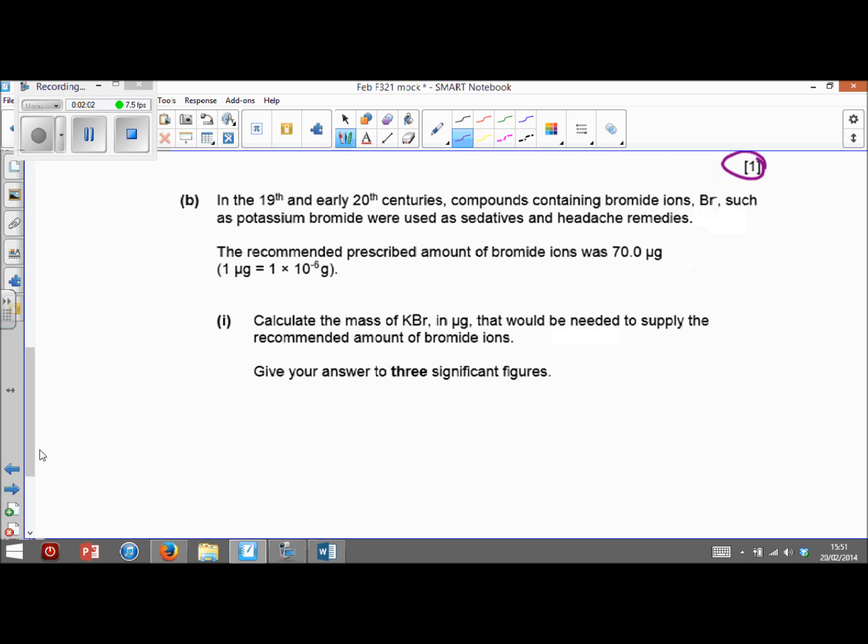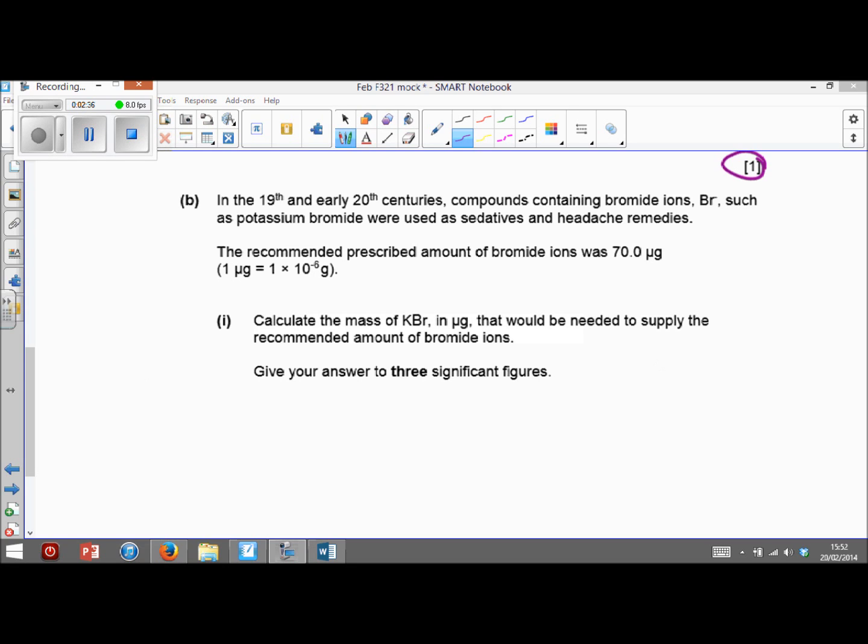In the 19th and early 20th century, compounds containing bromide ions, Br-, such as potassium bromide, were used as sedatives and headache remedies. The recommended prescribed amount of bromide ions was 70 micrograms, and it gives you a conversion factor from micrograms into grams. Calculate the mass of potassium bromide in micrograms that would be needed to supply the recommended amount of bromide ions. And the next really important piece of information is to give your answer to 3 significant figures.